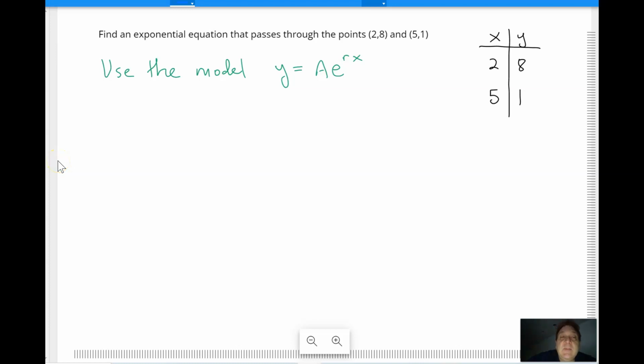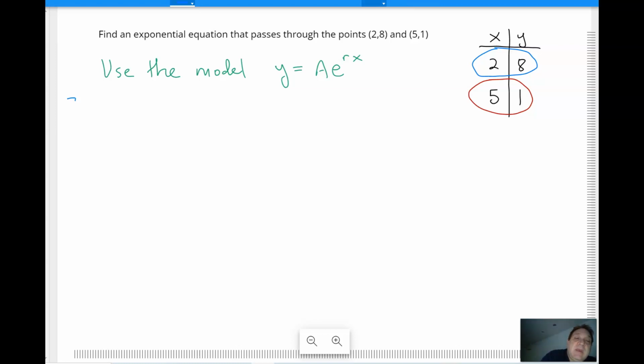In this video, I'm going to demonstrate how to find an exponential equation that passes through some given points, and I'm going to be using the exponential model y equals ae to the rx. I'm going to be taking each of these points, (2, 8) and (5, 1), and substituting them into the equation.